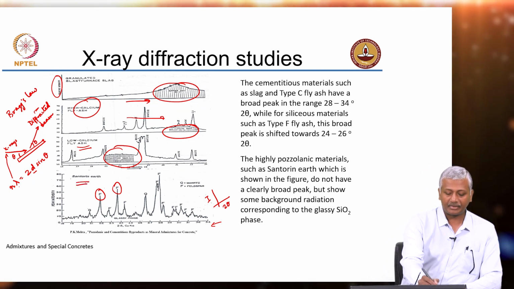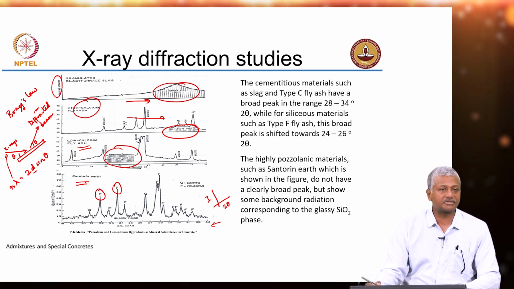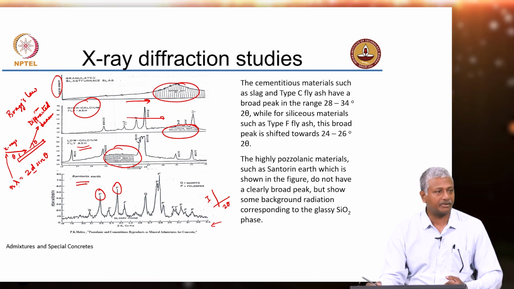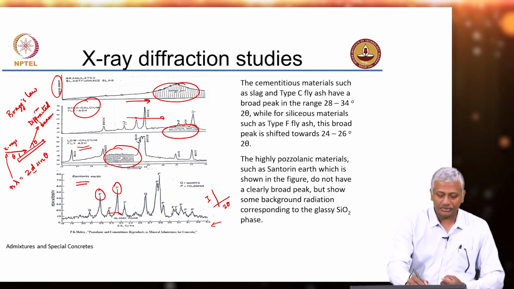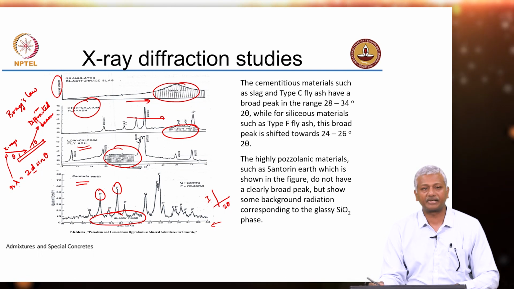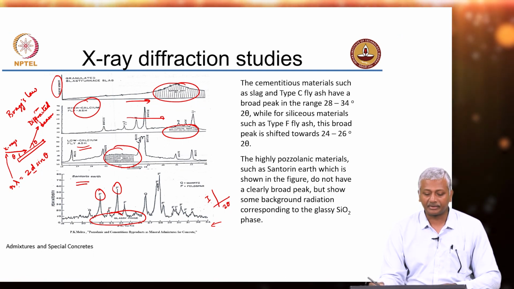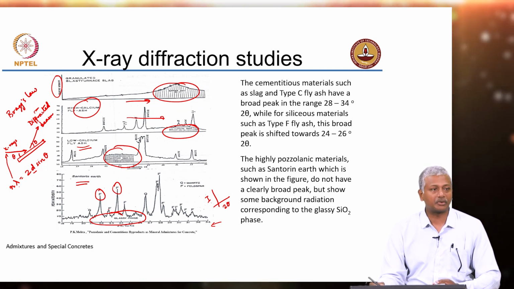Now, this last pattern is from Santorin earth. Santorin earth is essentially volcanic ash found on the island of Santorini in Greece, and that also has very good pozzolanic properties. Here again you see the glassy phase is fairly diffuse, but it has a significant bit of crystalline components also. You can detect some quartz and feldspar as crystalline materials within the mixture of this Santorin earth.